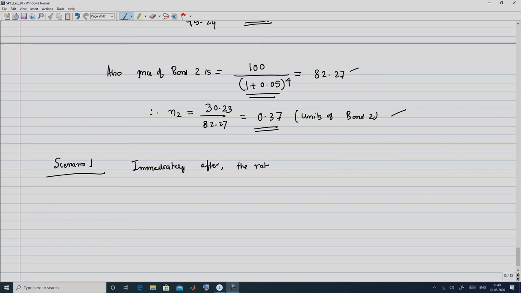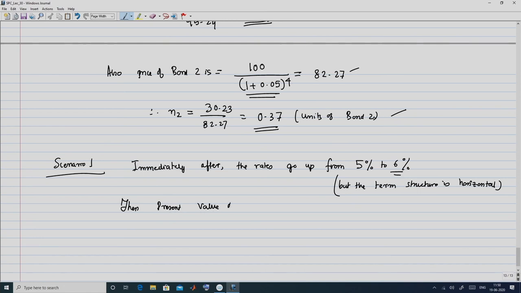say the rates go up from 5% to 6%, but of course I still assume that the term structure is horizontal. So this means that earlier we had a 5% interest rate for all maturities, now it's 6% for all maturities. Then what is going to be the present value of assets and liabilities?